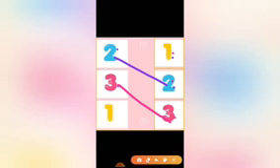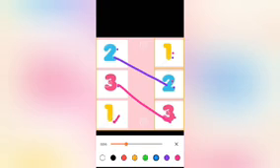Like this. Now look, which number is this? This is number 1. And we have to join number 1 with number 1. Now look, where is number 1? This is number 1. So join number 1 with number 1. Like this.